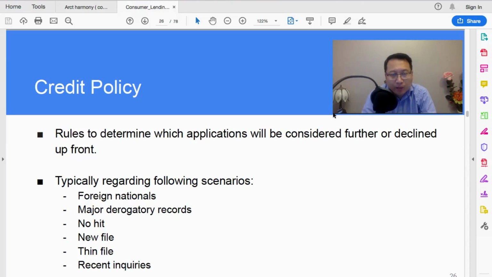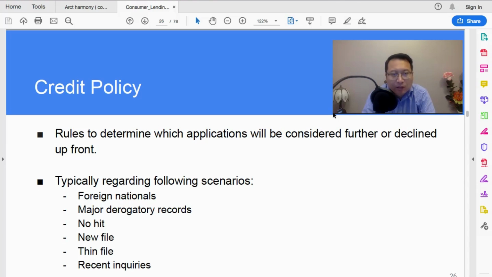Usually in that case, you might not want to do business with that consumer. No hit. If there's no credit profile located, this could be customers new to the credit market, like new graduates or immigrants. So what do you want to do? Okay, new file. If there is a file, but it is as recent as within 6 months, it's too new to have established behavior history. Do you want to accept that application or not?